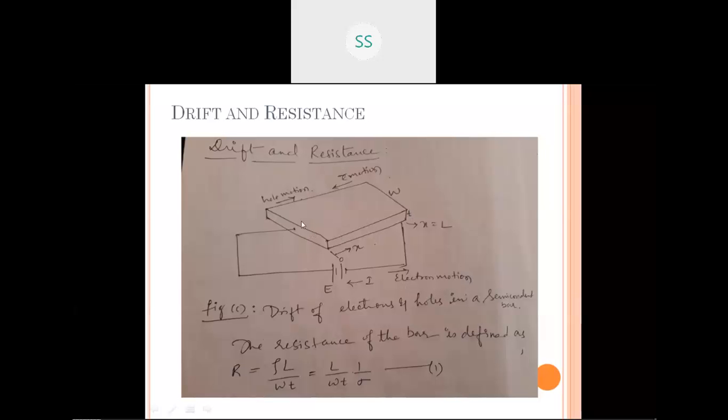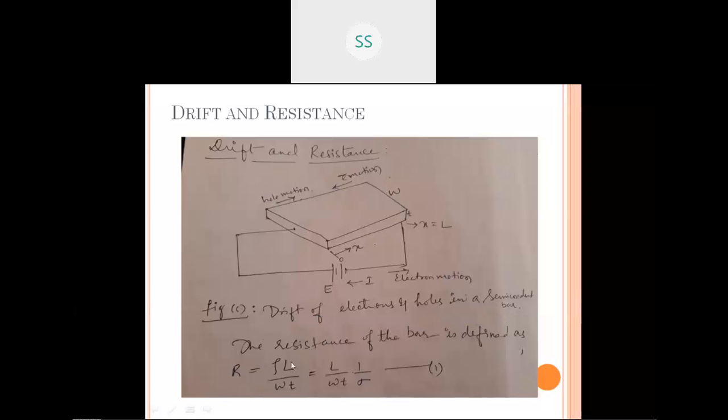Now here you can see in the picture, it is the semiconductor slab whose dimension is starting from x equal to 0 to x equal to L, and we have connected a battery E across this, and the hole motion as well as electron motion, which are opposite in direction, is shown. According to the dimensions, W is the width, L is the length, and T is the thickness of the particular semiconductor bar. Now all these factors are going to affect what is known as drift and the resistance. So this picture shows the drift of electrons and holes in the semiconductor bar.